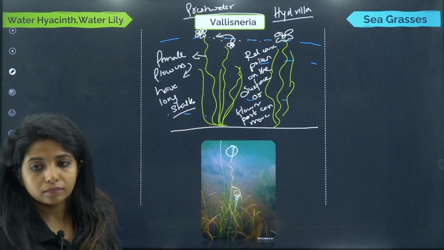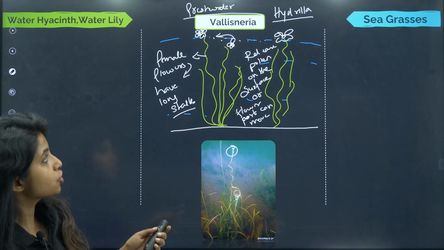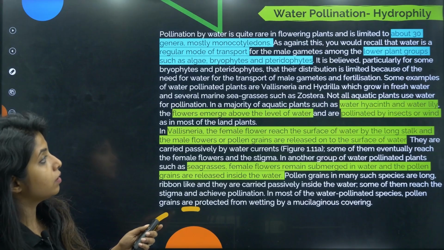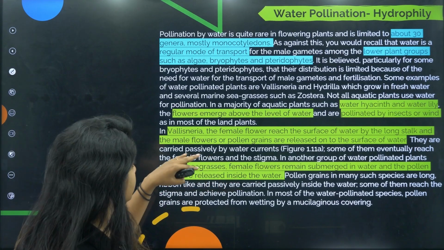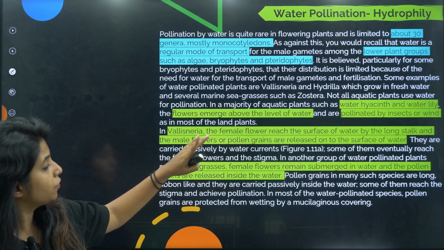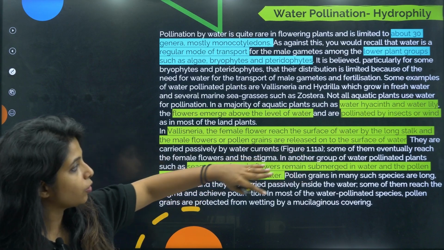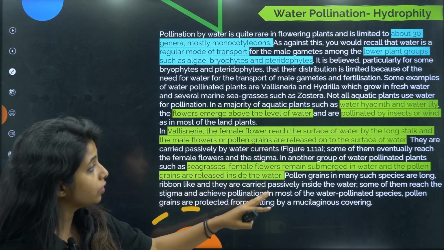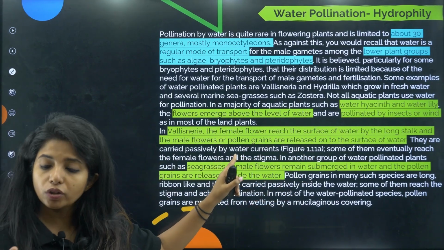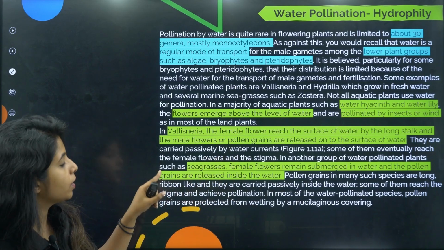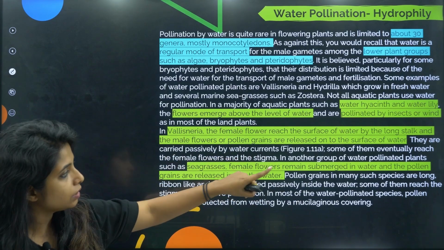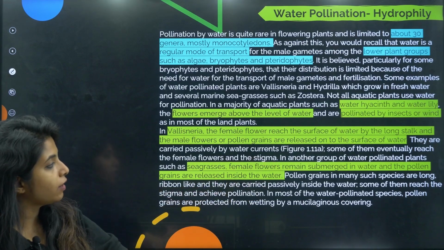Going about the next thing, let us talk about seagrass. Vallisneria, let us complete reading about it first. The female flower reaches the surface of the water by the long stalk, and the male flowers or the pollen grains are released. As I said, flower or the pollen grains, any of the things are released on the surface of the water. Now, they are carried passively by water currents. Some of them eventually reach the female flowers and the stigma.